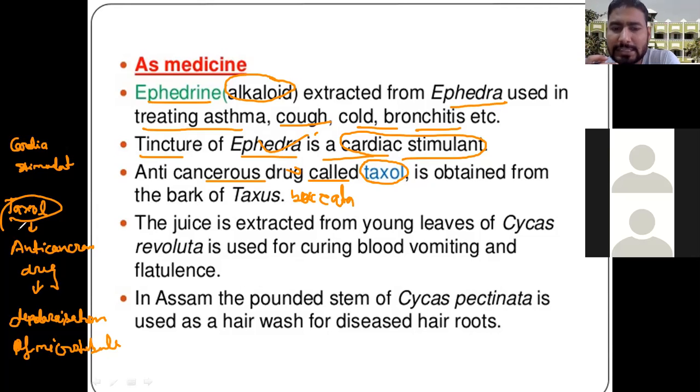Okay. So Taxol is generally obtained from Taxus baccata, and it is used in anti-cancer drugs, meaning to kill the cancer cell.